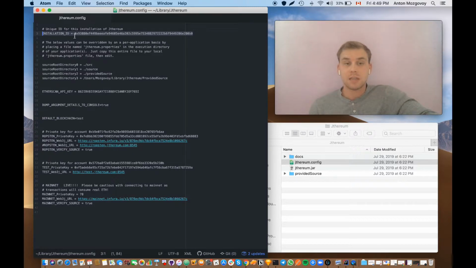Now, the second type of private keys we also generate during the installation period is the private key for the test network and the private key for the Ropsten test network. So those are two different blockchains, and you can see the private keys. This is my private key for the test network, and this is my private key for the Ropsten network.